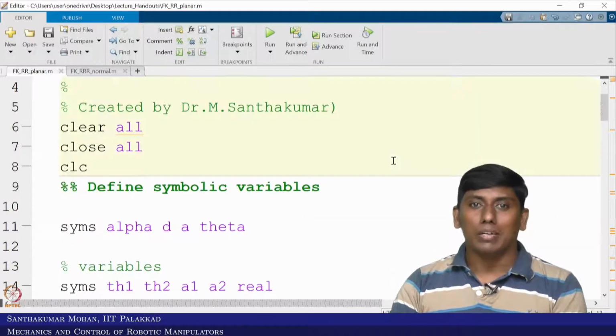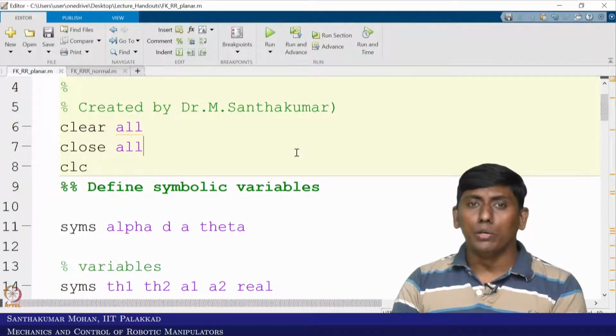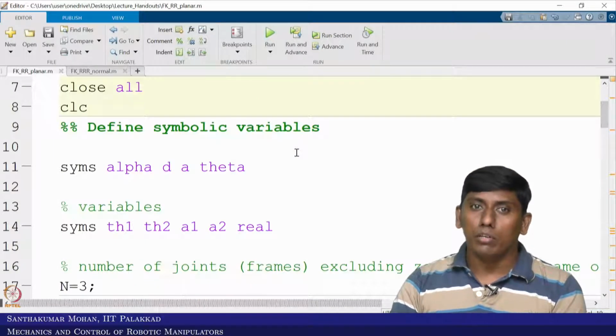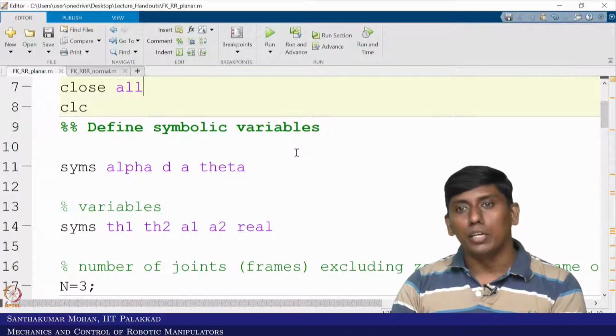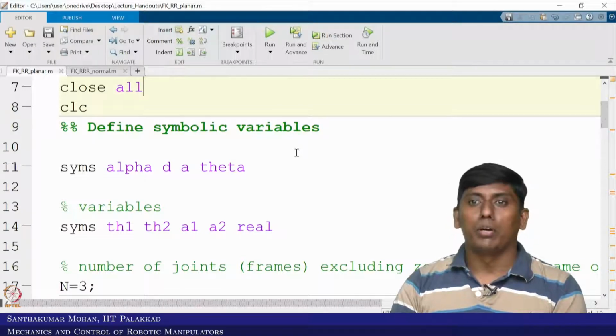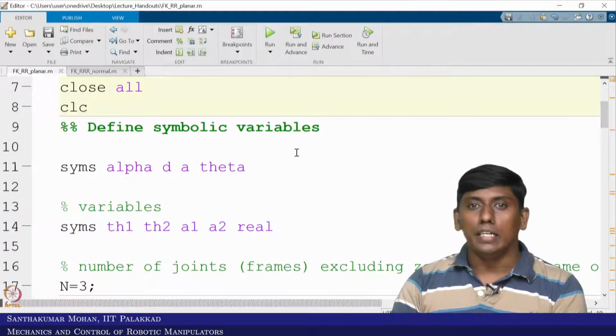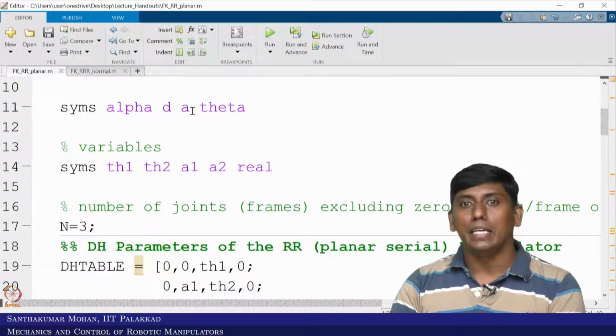Let us go to the code and see what exactly is written. The initial code is the same as usual: clearing the memory, or you can say clearing the workspace, closing all the open figure windows, and clearing the command history. Then we are creating 4 symbols to denote the kinematic parameters alpha i minus 1, a i minus 1, d i and theta i, which I am writing without any suffix, in the sense without any frame index. We are writing a, alpha, theta and d. You can say alpha, d, a, theta.